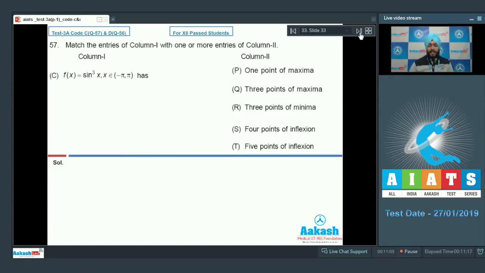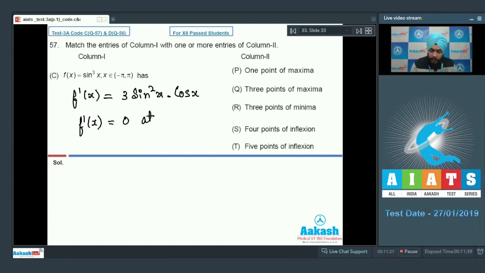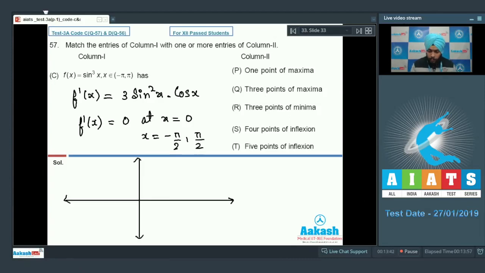Talking about f x as sine cube x, where x belongs to minus pi to pi. So f dash x is 3 sine square x into cos x. So f dash x is equal to 0 in this interval at x is equal to 0, where sine x is 0, x is equal to minus pi by 2 and x is equal to pi by 2. So students, we have to consider the graph between minus pi to pi. Minus pi by 2, 0 and pi by 2 are 3 points of consideration. These are the 3 critical points.